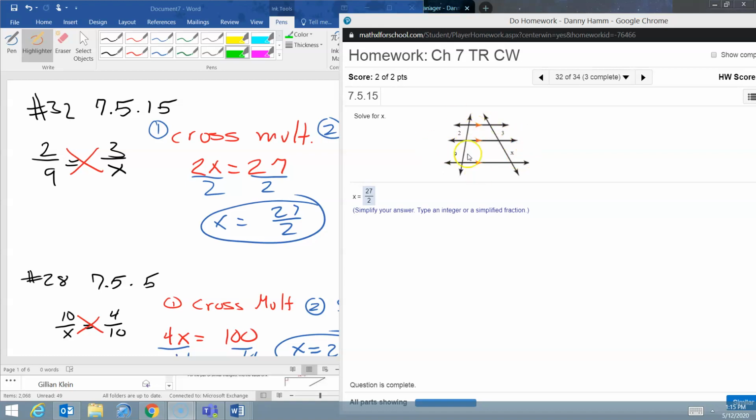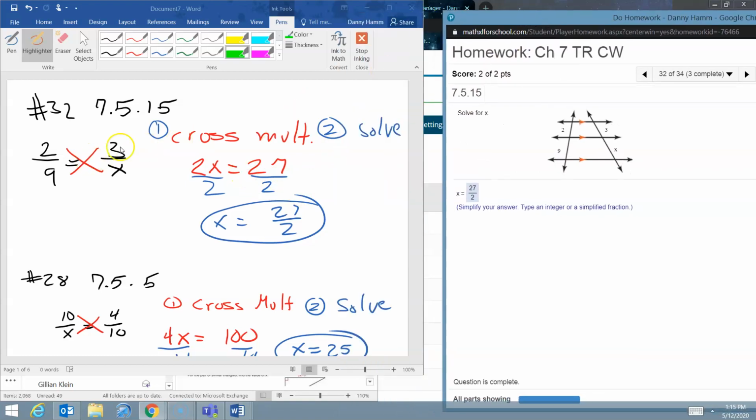Just looking at our illustration that they have here. Then we just cross multiply to that. So 3 times 9 is 27. 2 times x is 2x. And then we solve, divide by 2. So it asks for a simplified fraction. So 27 over 2 is it.